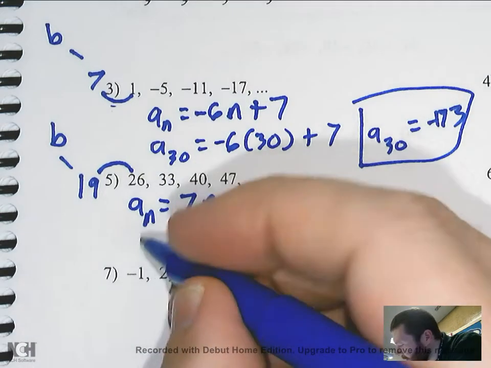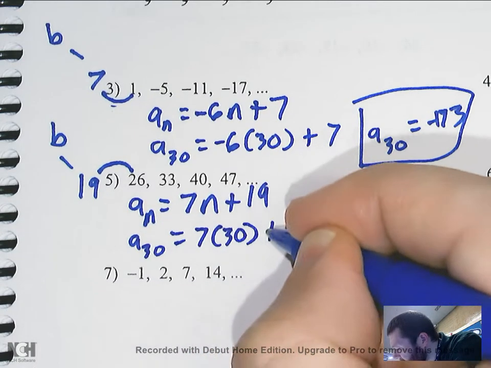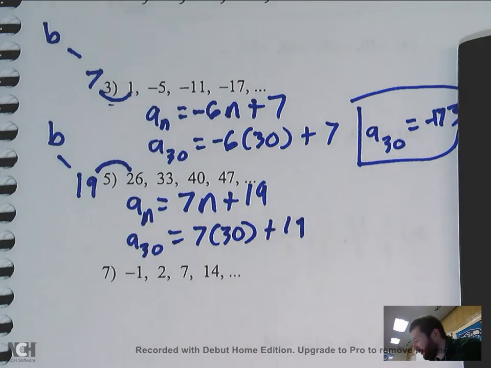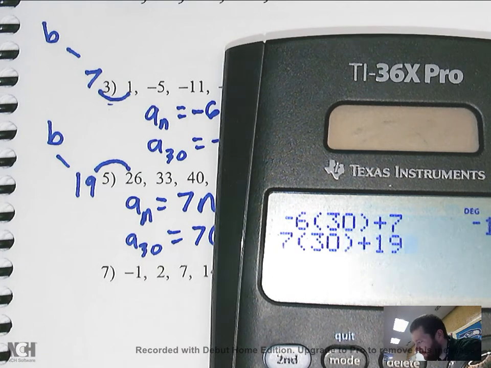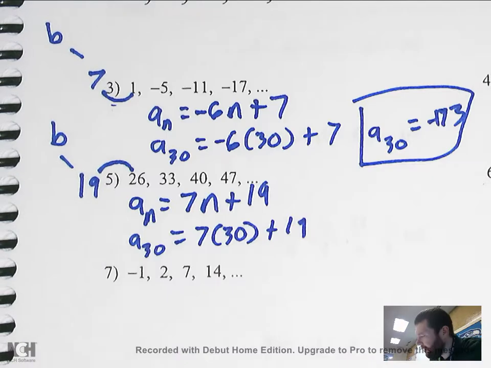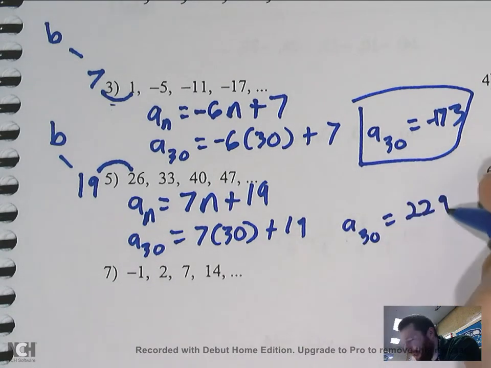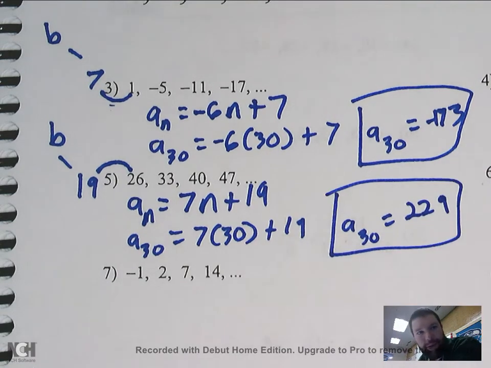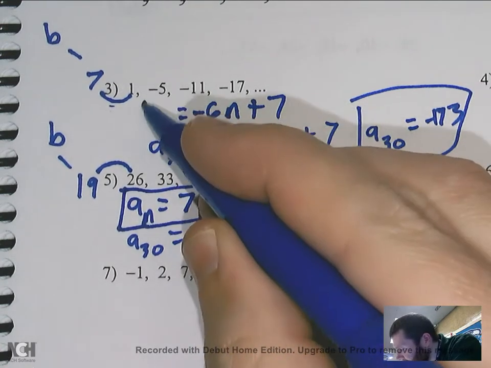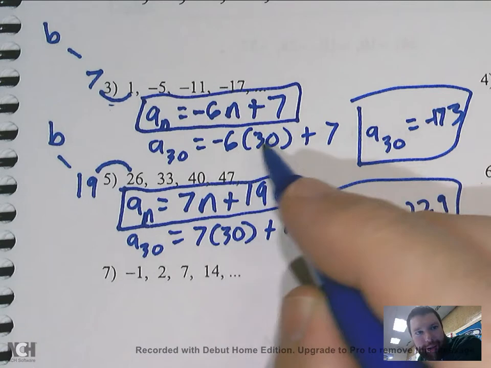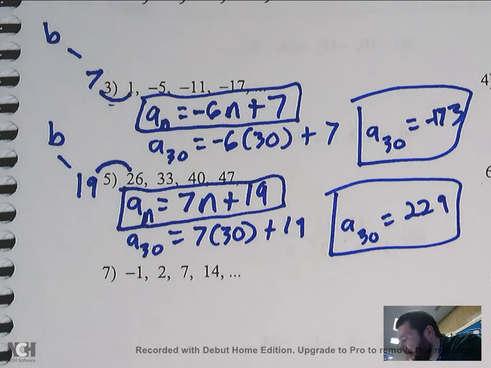Now I find the 30th term. So again, I just replace the n's with 30. So 7 times 30 plus 19. And then I plug that into my calculator. 7 times 30 plus 19 is 229. So the 30th term in this sequence is just going to be 229. Okay? Technically, this is an answer too, so I should box these in as well. This is my work. This is me showing my work. These are my answers.